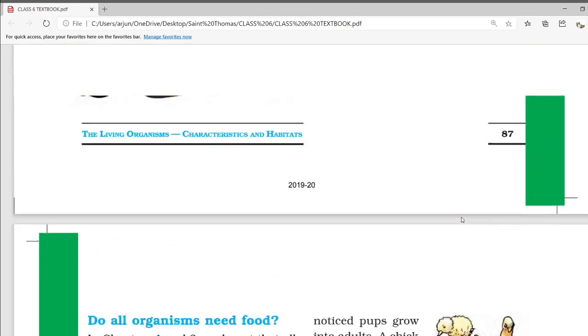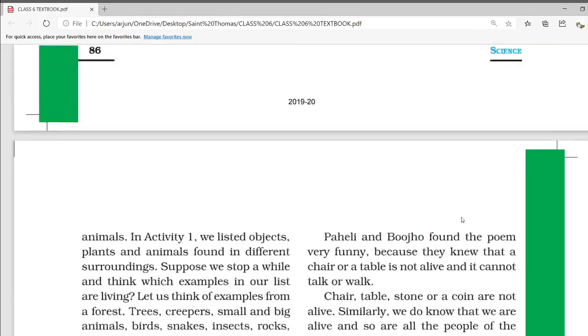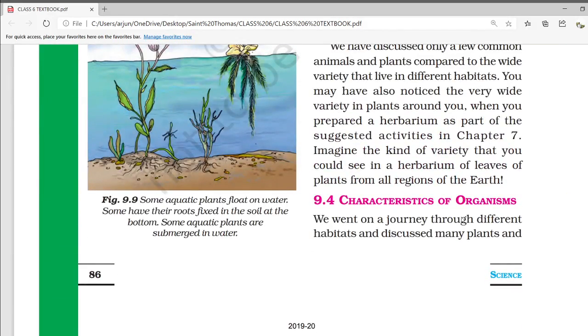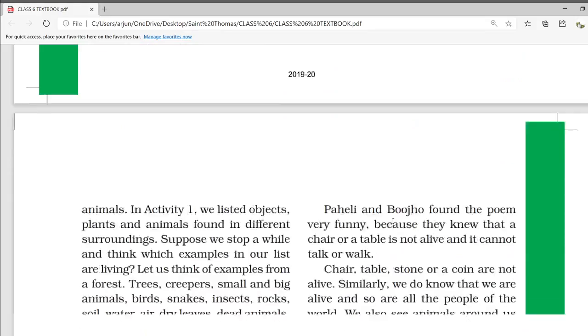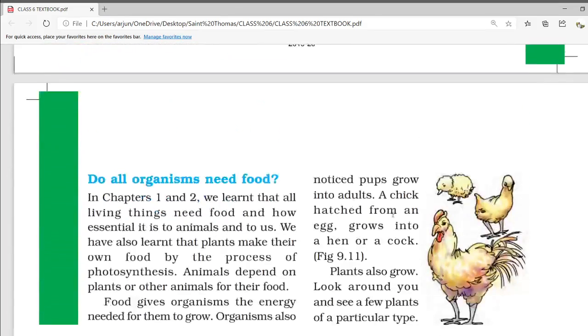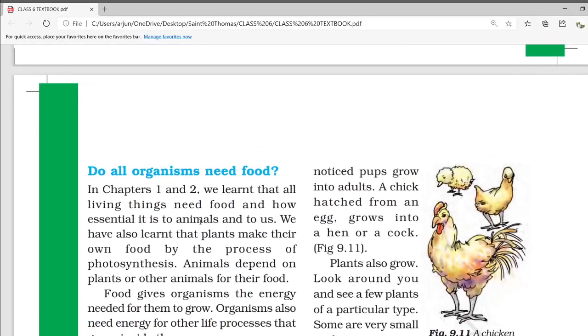In the last lecture, we have seen topic number 9.1, 9.4, characteristic of organisms. So, moving further, we have seen the introduction. Now, moving further to the question, do all organisms need food?